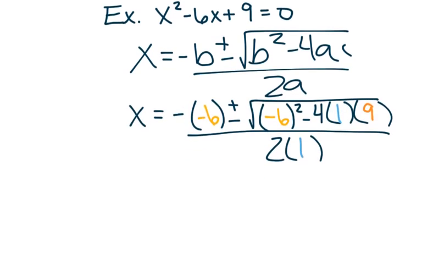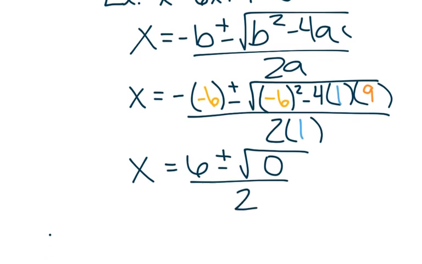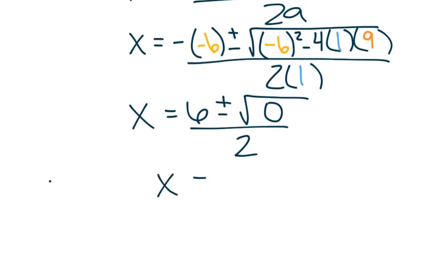Okay. And then we just start to simplify. A negative in front of a negative 6 is a positive 6, plus or minus square root. I'm going to do everything inside the square root in my calculator, but not put the square root in. And you get 0, divided by 2 times 1, which is 2. Alright, so this freaks some people out. The square root of 0 is just 0. There's no reason to do 6 plus or minus 0 because it's just going to be 6. So this answer just becomes 6 divided by 2.